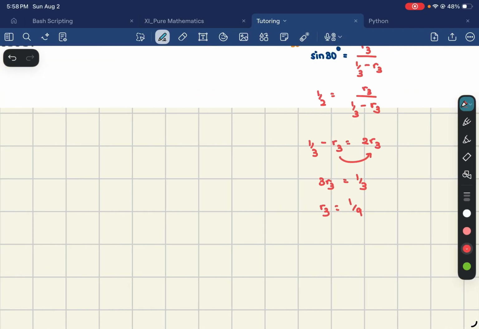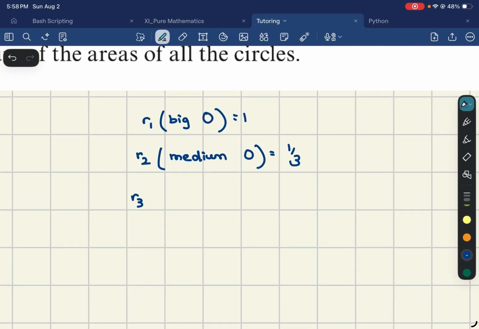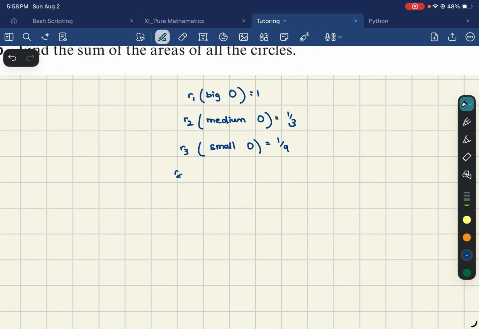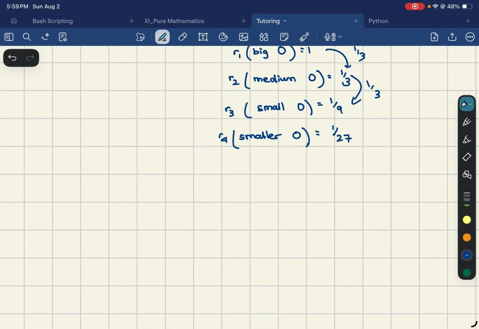So now we can figure out a pattern. We can see the pattern because this is going to continue to infinity, right? Ad infinitum. So the radius of the small circle is 1 over 9. All right, so R4, which is going to be a smaller circle, you multiply by 1 over 3 each time, so it has to be 1 over 27. And so on, right? So now let's find the sum of the circumferences of all the circles.